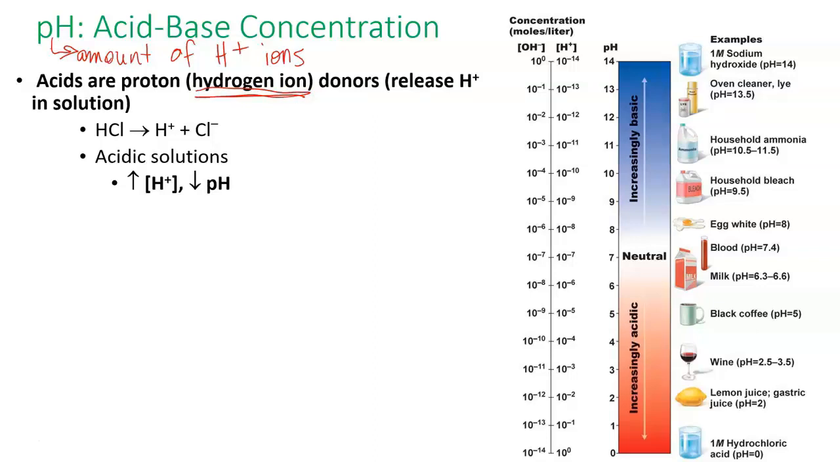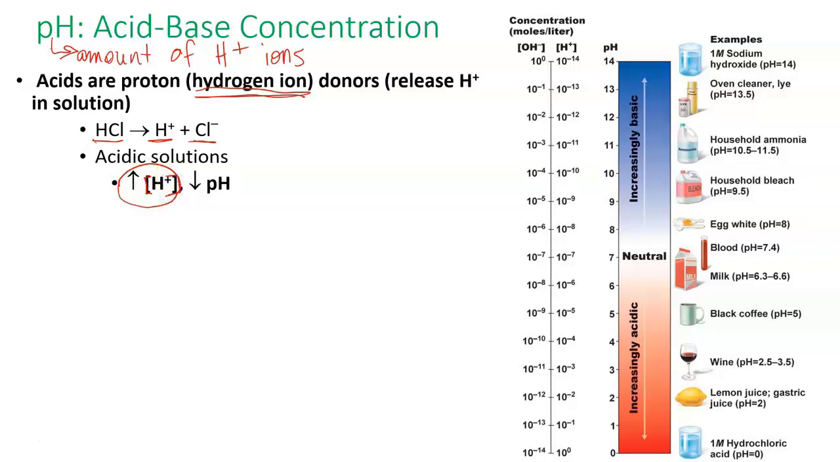An example of that is hydrochloric acid. When you put hydrochloric acid into a solution, it will dissociate into a hydrogen ion and a chloride ion. And so hydrogen increases and the pH will drop. Acidic solutions have a higher concentration of hydrogen ions. That's what these brackets mean: concentration.